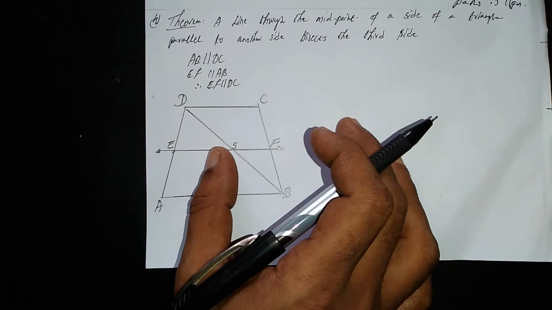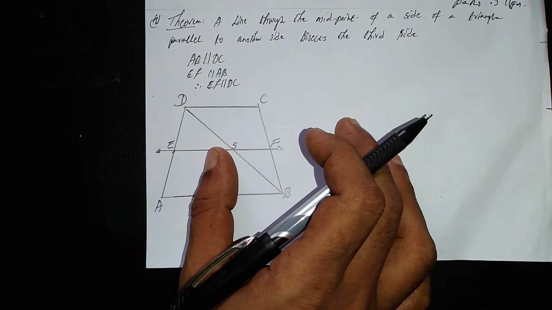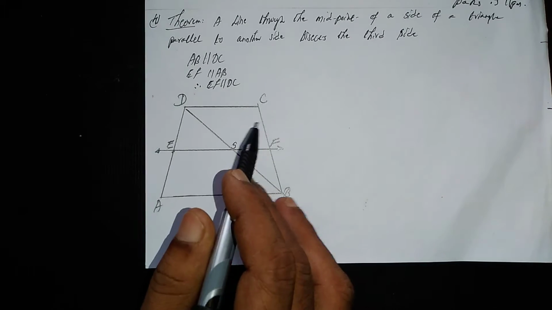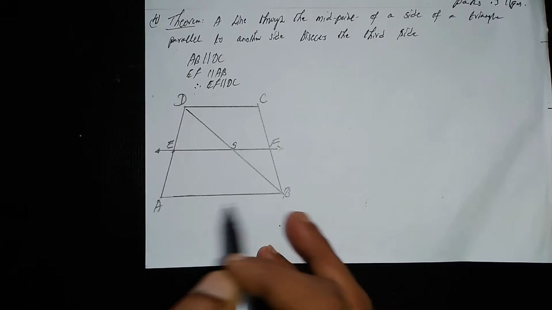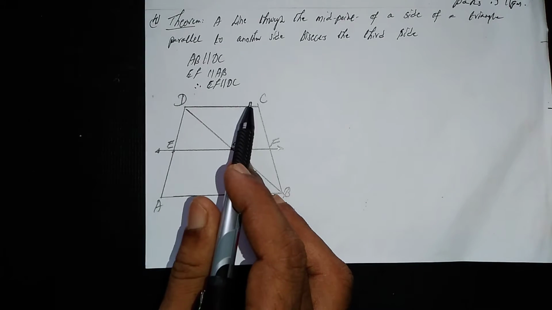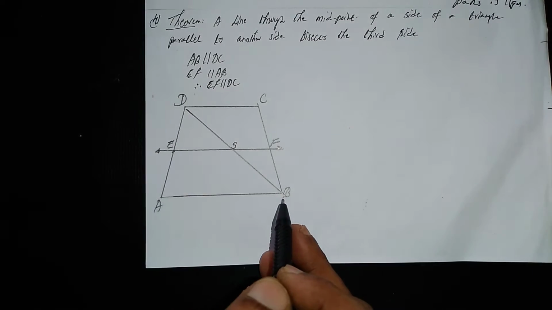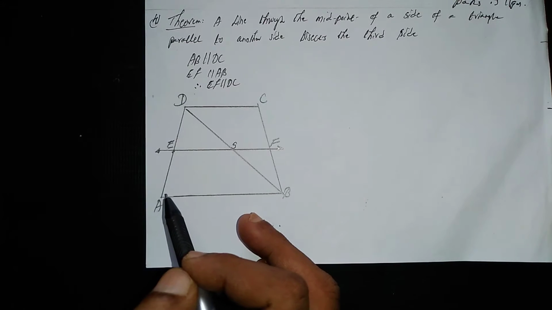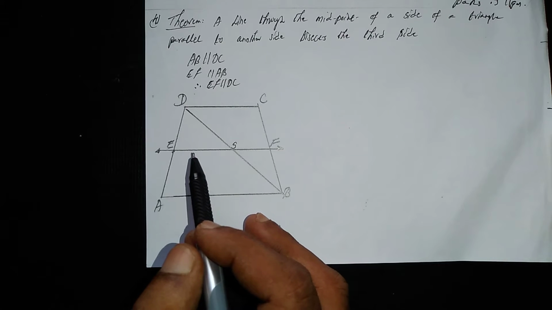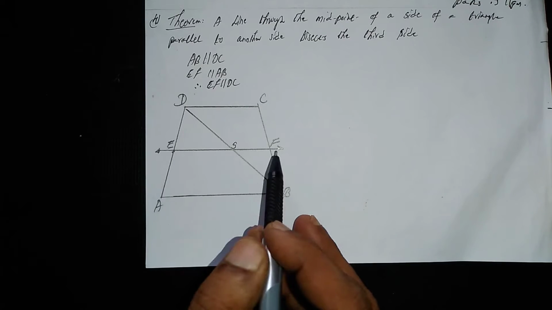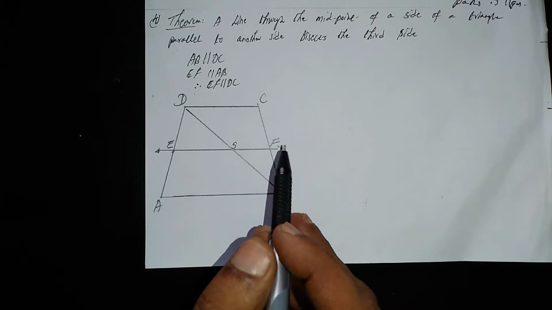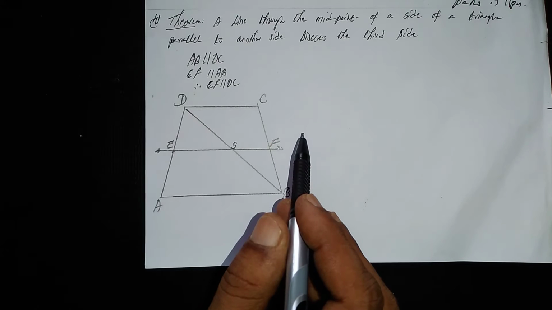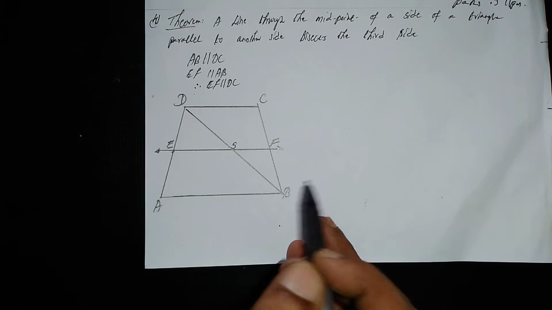Let us read question number 4 in exercise 8.2. The question is: ABCD is a trapezium in which AB is parallel to DC. BD is the diagonal and E is the midpoint of AD. A line is drawn through E parallel to AB, intersecting BC at F, so that F is the midpoint of BC.